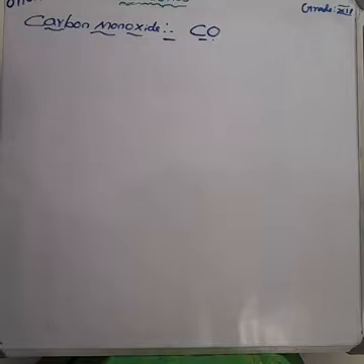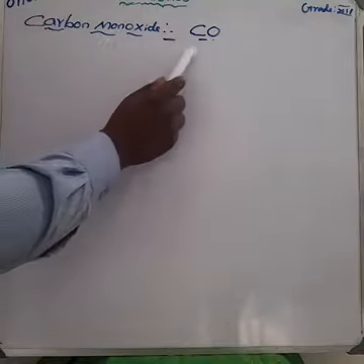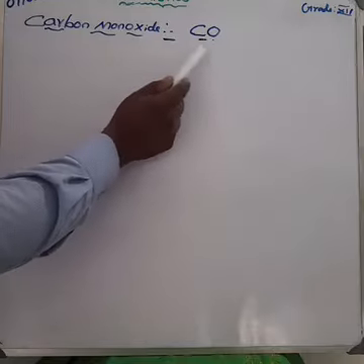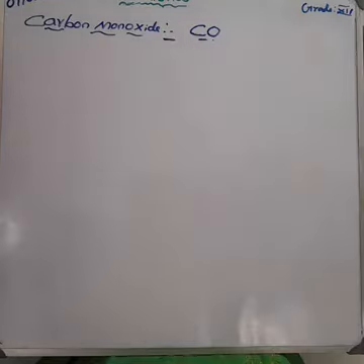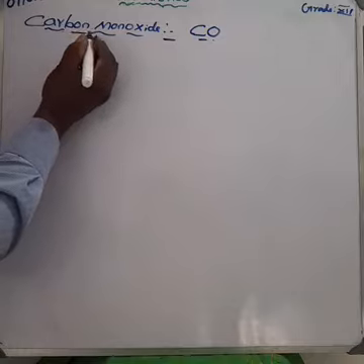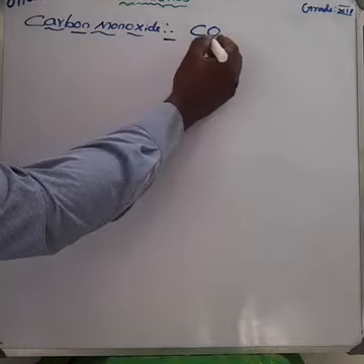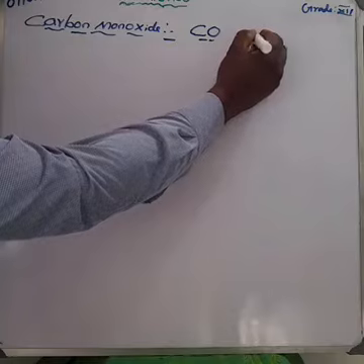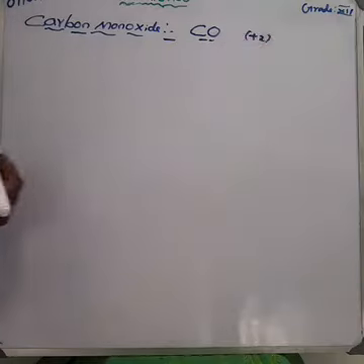Carbon monoxide. What is the formula of carbon monoxide? The formula of carbon monoxide is CO. That is, carbon element and oxygen element combine to form carbon monoxide. In the previous class we discussed that carbon in carbon monoxide exhibits the +2 oxidation state. Am I right? Preparation of carbon monoxide.